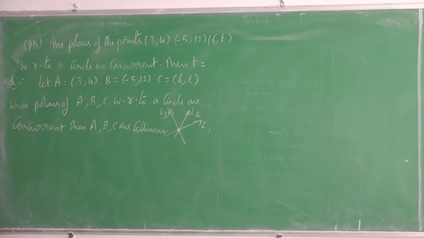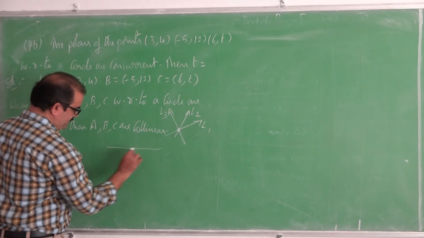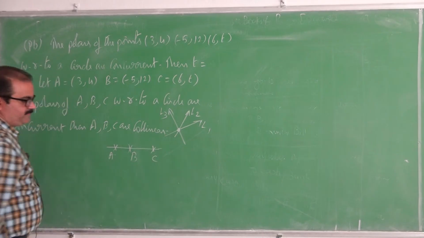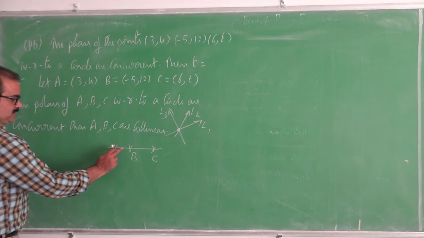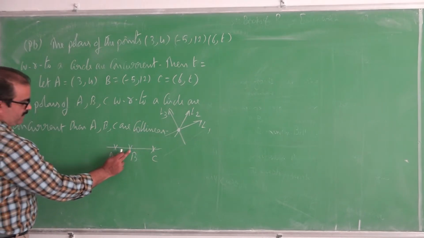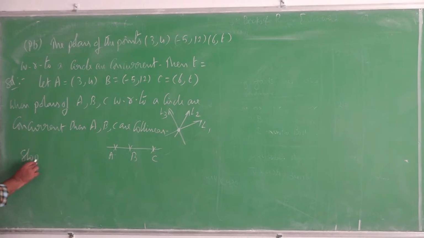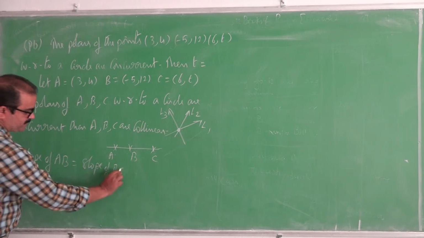What is meant by collinear points? 3 points lying on the same straight line, A, B, C. 3 points lying on the same line. When 3 points are collinear, then slope of AB is equal to slope of BC.